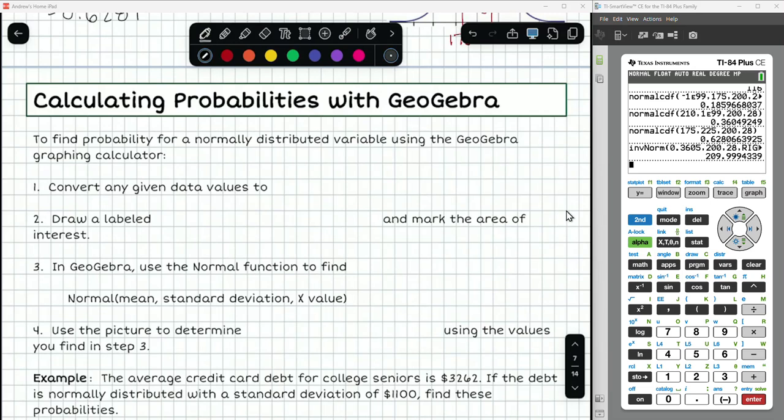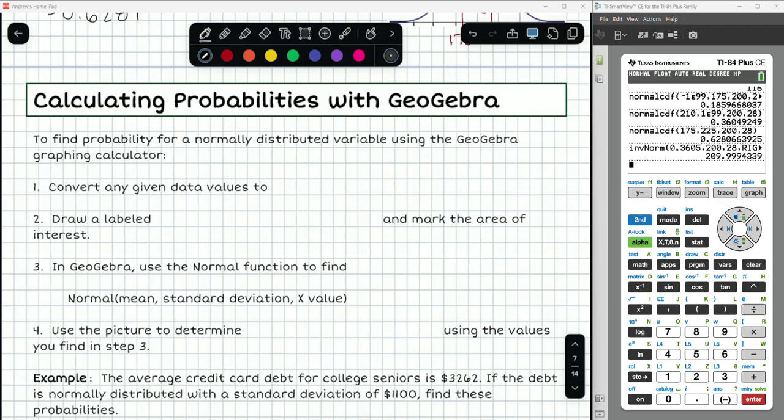Hi all. In this video we're going to do the same thing we've done in the last two, practice calculating probabilities for a normally distributed variable. This time using GeoGebra, which is a graphing calculator available for free online.